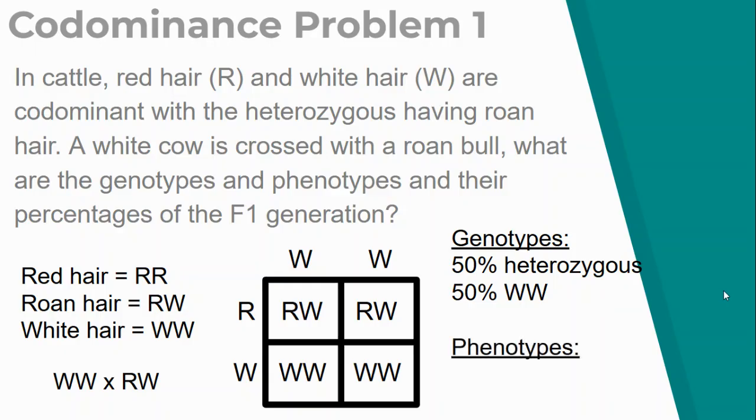For the phenotypes, my 2 heterozygous genotypes will code for roan hair, and my 2 WW genotypes will code for white hair, so it's going to be a 50-50 split.